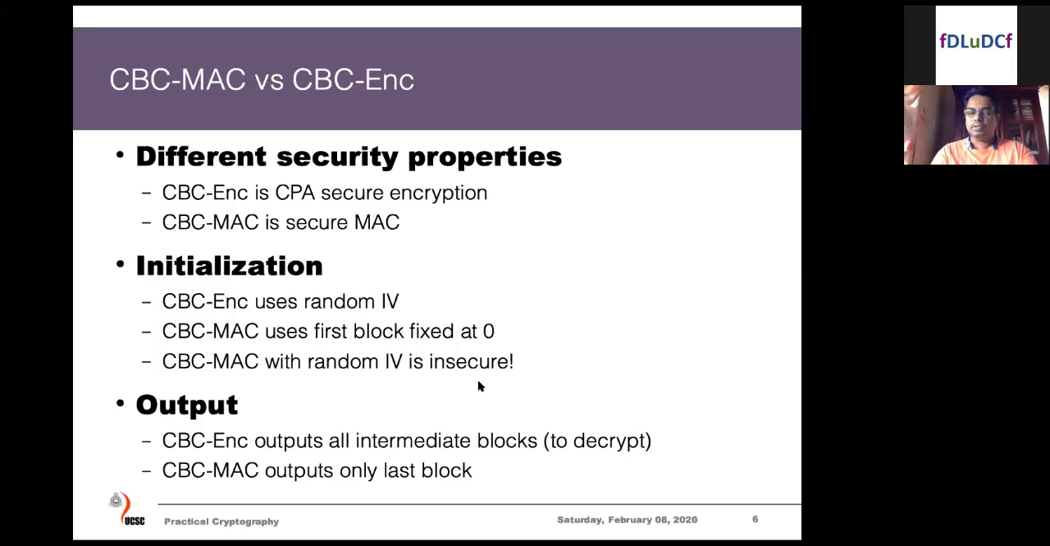When you want the MAC, we only take the last block. As you know, the MAC is the last block, while the CBC encryption output is the entire data set. So the CBC mode can be used for calculating encryption and MAC values.